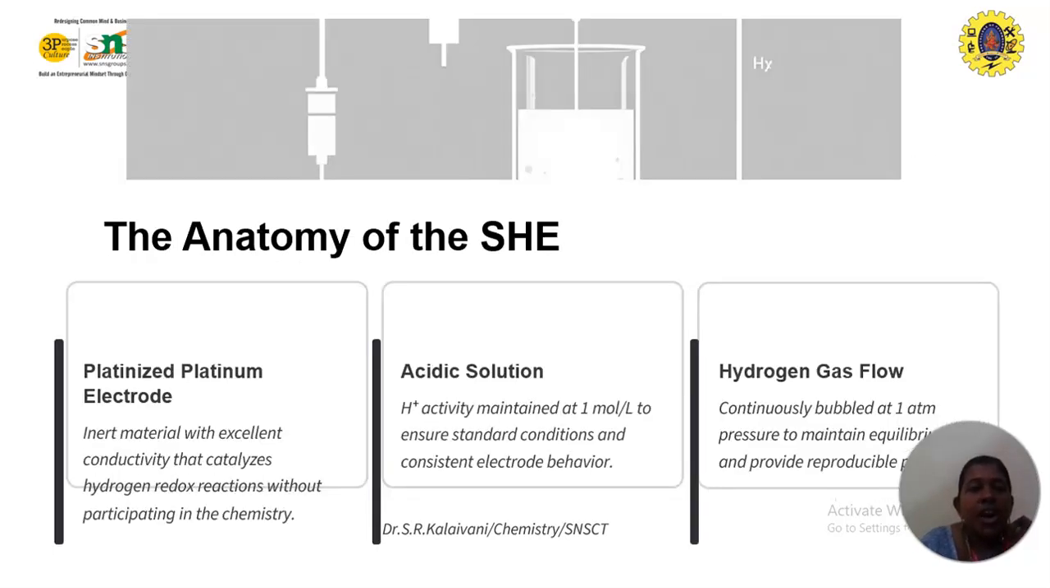Then the anatomy of the SHE. First one is the platinized platinum electrode, an inert material with excellent conductivity that catalyzes hydrogen redox reactions without participating in the chemistry. Then acidic solution. Hydrochloric acid is a strong electrolyte, acidic solution. So H+ activity is maintained at 1 molar to ensure standard conditions and consistent electrode behavior. Then hydrogen gas flow, continuously bubbled at 1 atmospheric pressure to maintain equilibrium and provide reproducible potential.